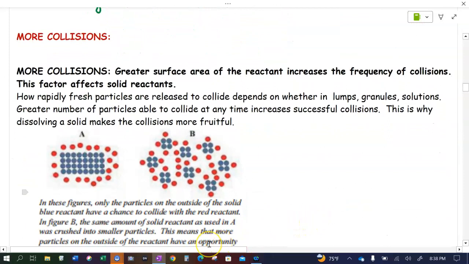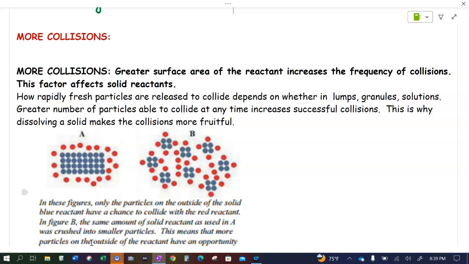All right, another way to get more collisions. So we're still on the theme of increasing the number of successful collisions by having more collisions. Well, what about the greater surface area of the reactant increasing the frequency of collisions? This especially affects solid reactants. So how rapidly particles are released to collide depends on whether they're in lumps, granules, or solutions. The greater number of particles able to collide at any time increases successful collisions. That's why dissolving a solid makes the collisions more frequent.